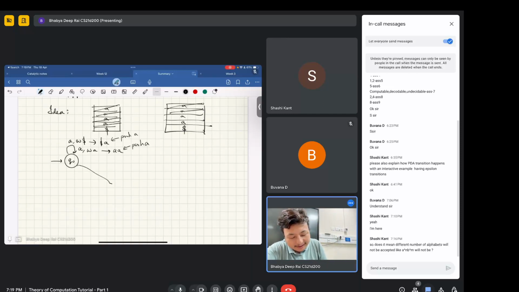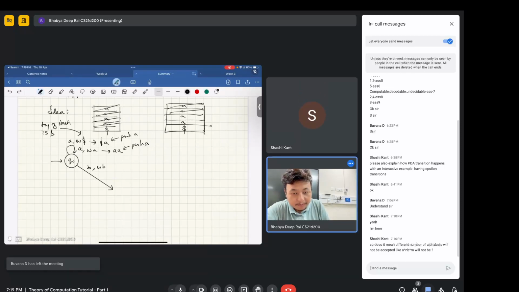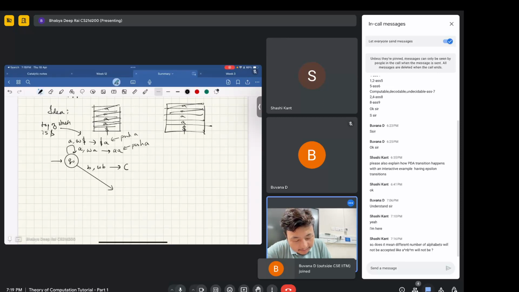Now, if I see B at any moment in the input, and on the top of the stack, let's say I have a W followed by a B, meaning the top of the stack is a B. Top of stack is dollar, this means top of stack is A, and this means top of stack is B. If the top of the stack is B, then I pop. How do I denote popping? I denote it by putting an epsilon. I remove B and push empty.